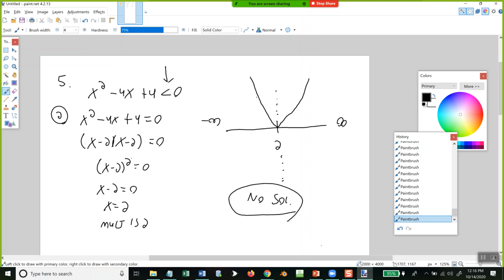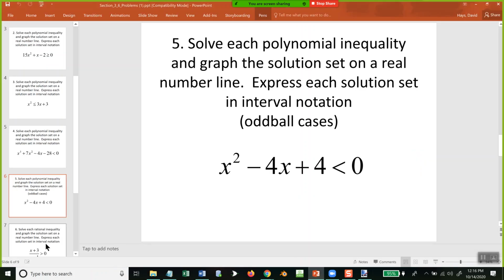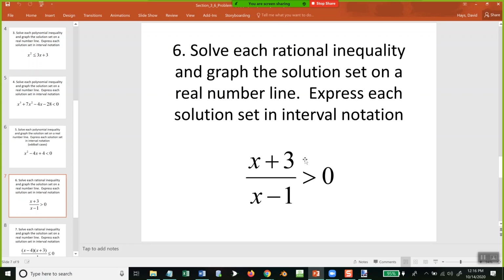And that's polynomial inequalities. Now next time we're going to go into rational inequalities, so we'll pick up right there.